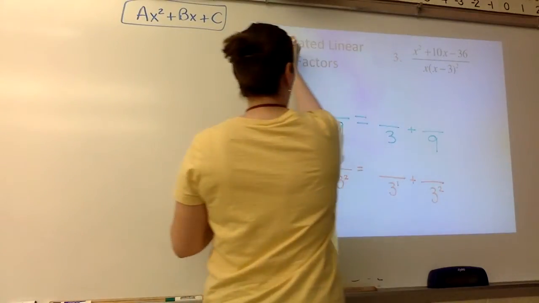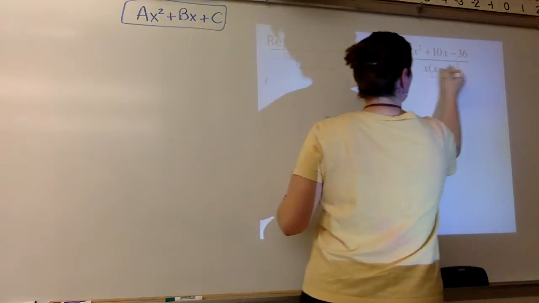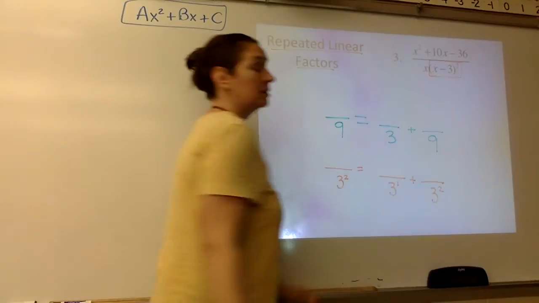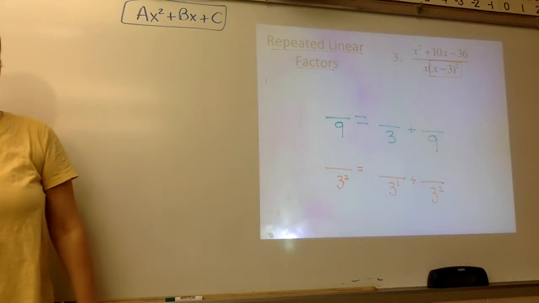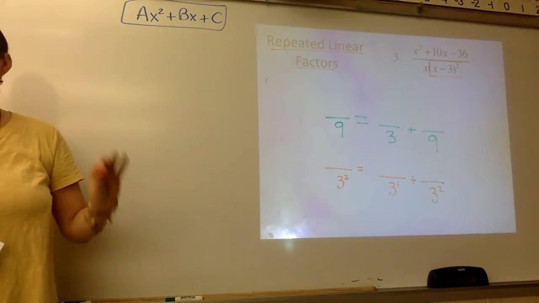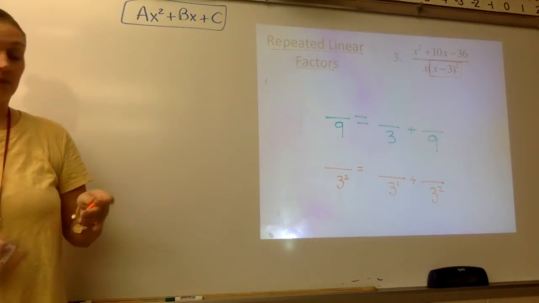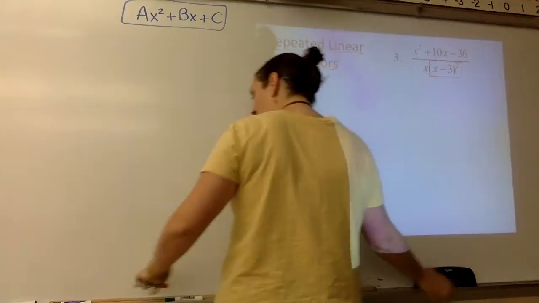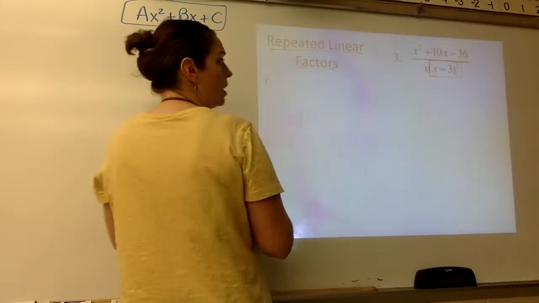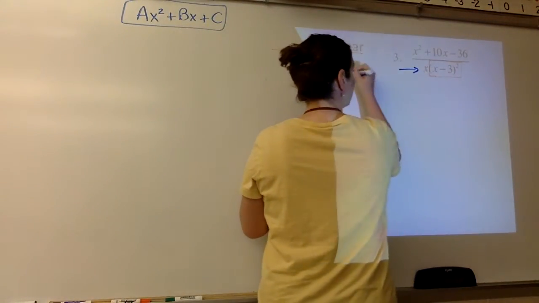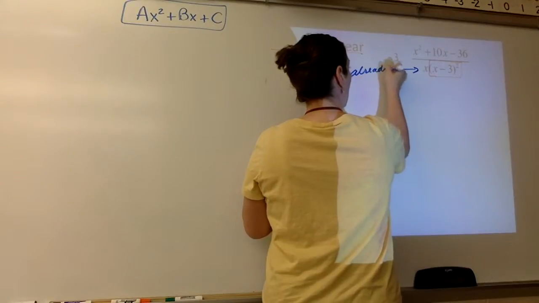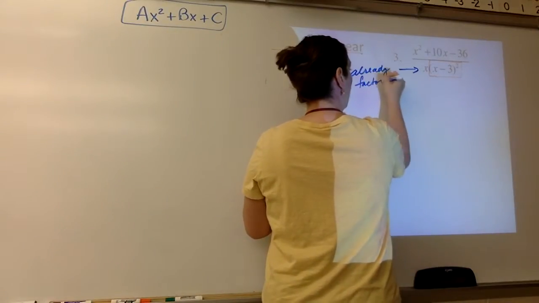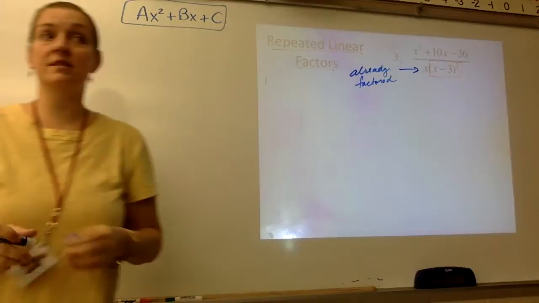Today's second topic is repeated linear factors. This is what we mean by that. Repeated linear factors are these. They are a factor that has an exponent of 2. There's a special case involved in this. Everything we've done to date stays the same. So do you notice how this is already factored? Yes? That saves you one step of work.